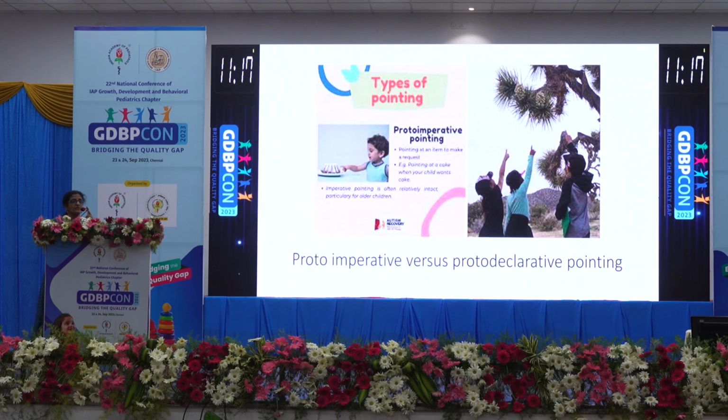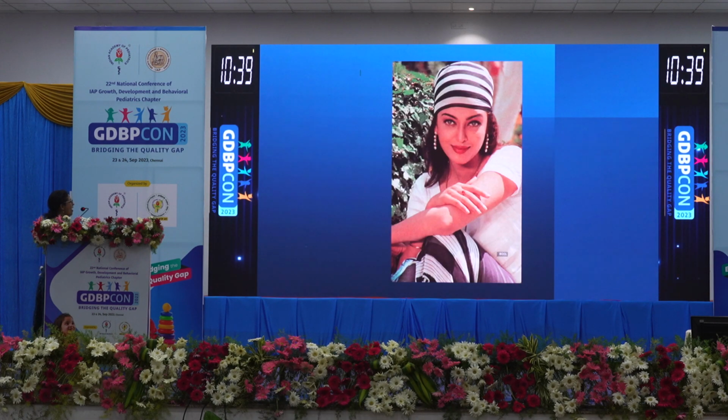In children with autism, they can have problems with both imperative pointing and declarative pointing. They may not be able to point at all. If the child wants something, she may just take her mother to that particular place and start crying there. Or sometimes they are able to point, they may have proto-imperative pointing, but most of them will not have this proto-declarative pointing. The experience of sharing joy and excitement is impaired in these children.